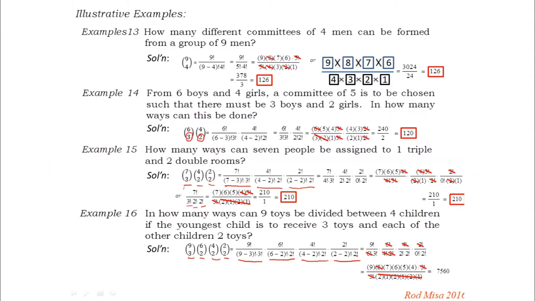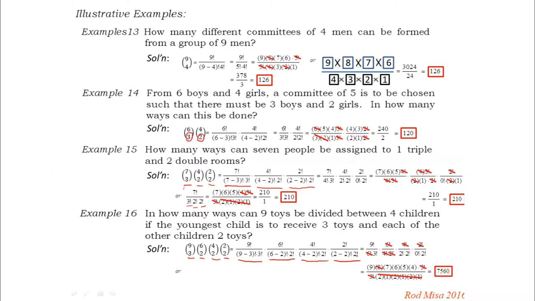Therefore, multiplying those numbers, we have a product of 7,560. Hence, we can say that there are 7,560 ways we can divide the 9 toys to 4 children if the youngest child is to receive 3 toys and each of the other children 2 toys only.